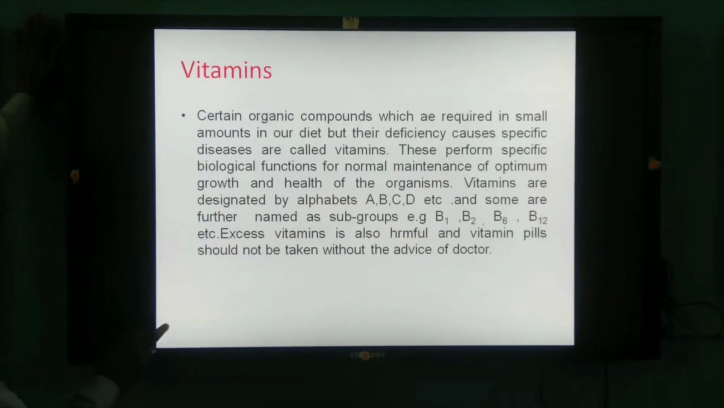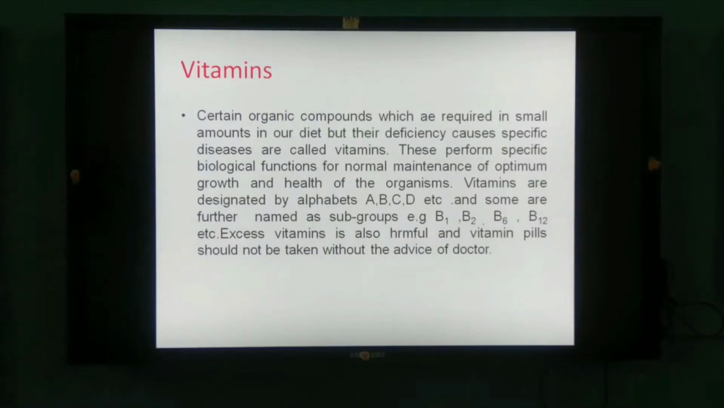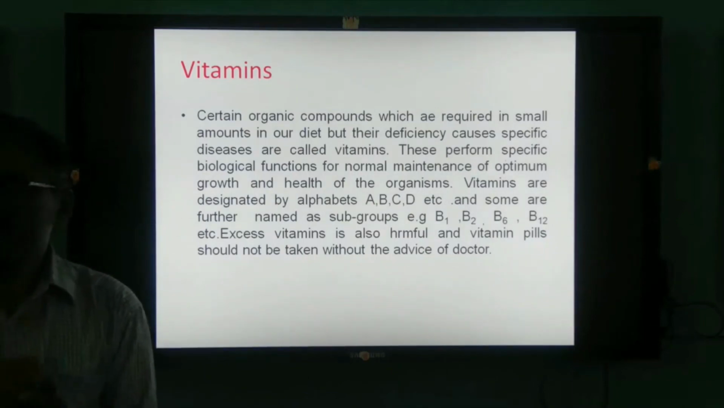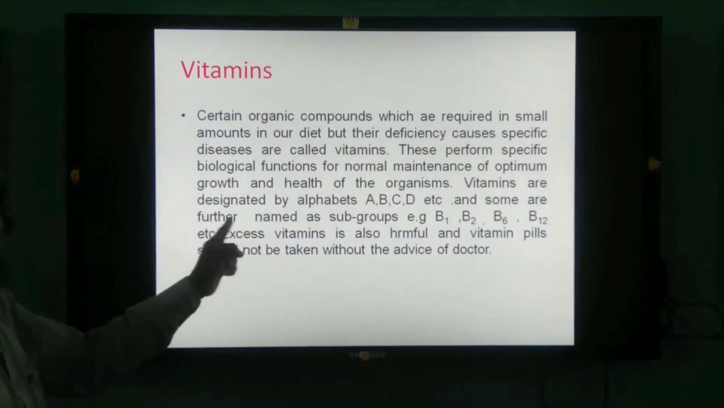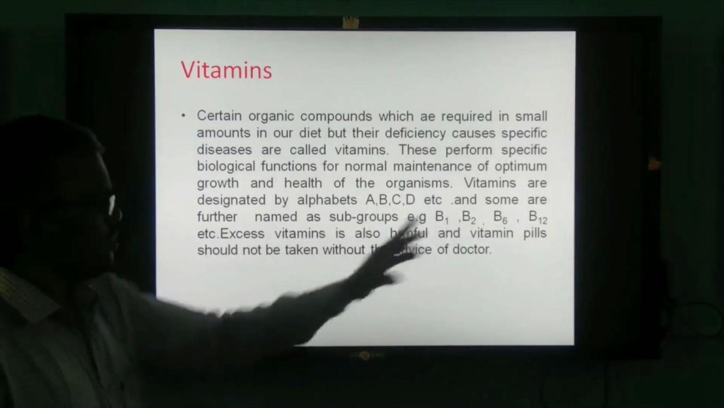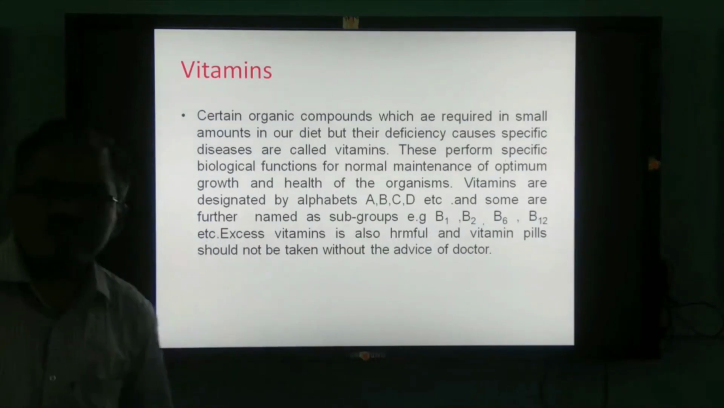Last but not least are the vitamins. What are vitamins? These are certain compounds required in small amounts in our diet, but their deficiency causes specific diseases, and they are called vitamins. There are classifications of vitamins as A, B, C, D, and some are named as subgroups: B1, B2, B6, B12. Excess vitamins are also harmful, and vitamins should not be taken without the advice of a doctor.